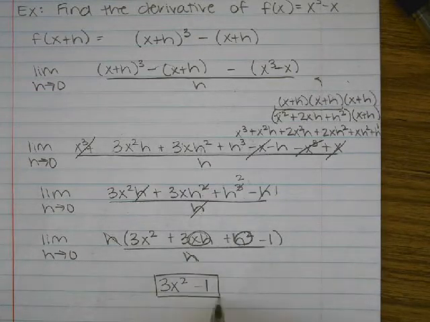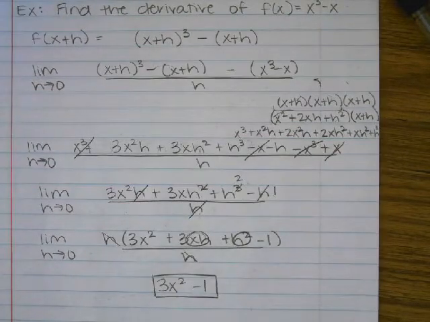So that derivative right there will allow you to find the instantaneous rate of change at any point on that curve. You can just plug in the x coordinate that you're talking about, and then you'll know the slope at that point.